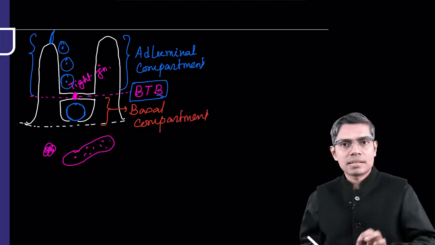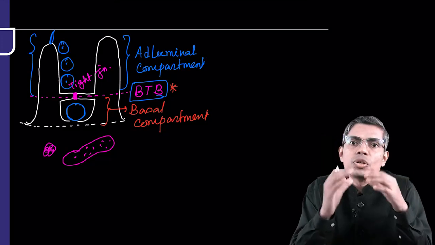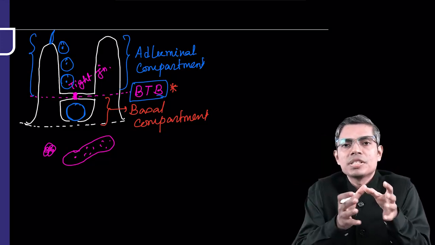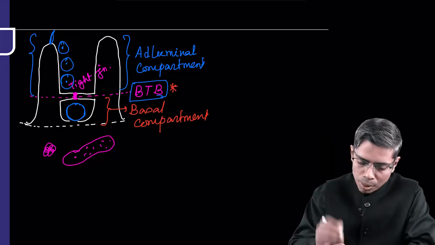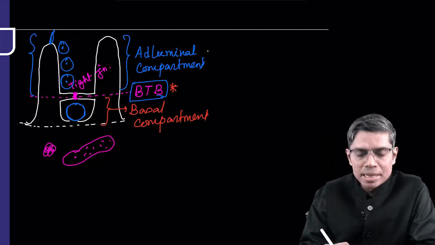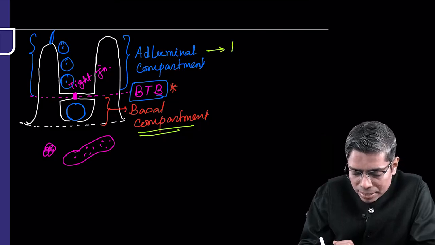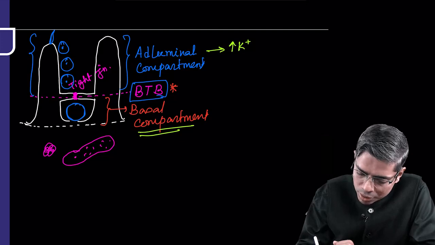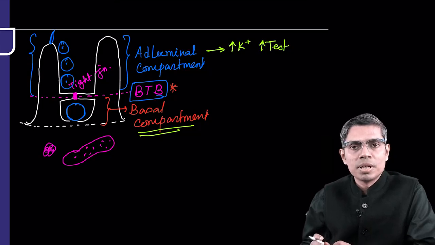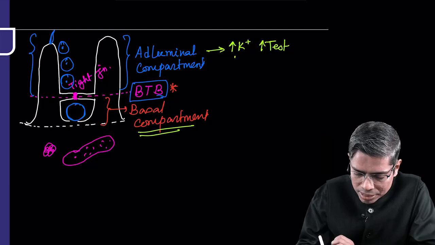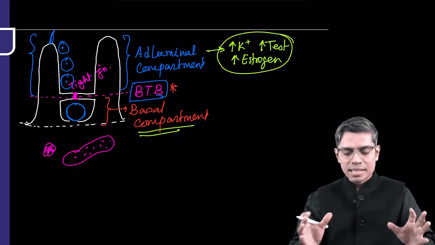So basically we can understand from here that the blood testis barrier is dividing the lumen of the seminiferous tubule into two compartments. One is the inside compartment, which is the adluminal compartment, and one is the outside, which is the basal compartment. Now the composition of this adluminal compartment is very different from the basal compartment. It contains a huge amount of potassium. Not only that, it contains a huge amount of testosterone hormone, which is required for sperm production, as well as a huge amount of estrogen, right? So all these things are very high inside the adluminal compartment.